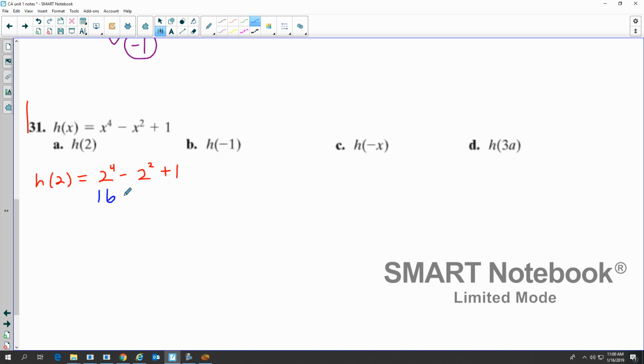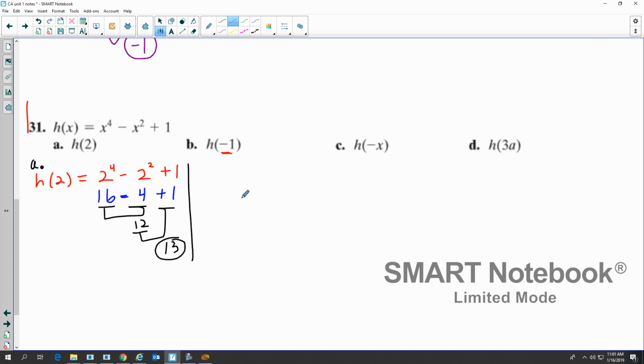with a 16 right there, then minus, so that negative's not part of the 2 right here, okay? So when you square this, it's just 2 squared, which is 4, so that minus just stays where it's at, and then we have that plus 1. Okay, so we'll go ahead and see 16 take away 4 is 12. 12 plus 1 is 13. All right, so that's part A.